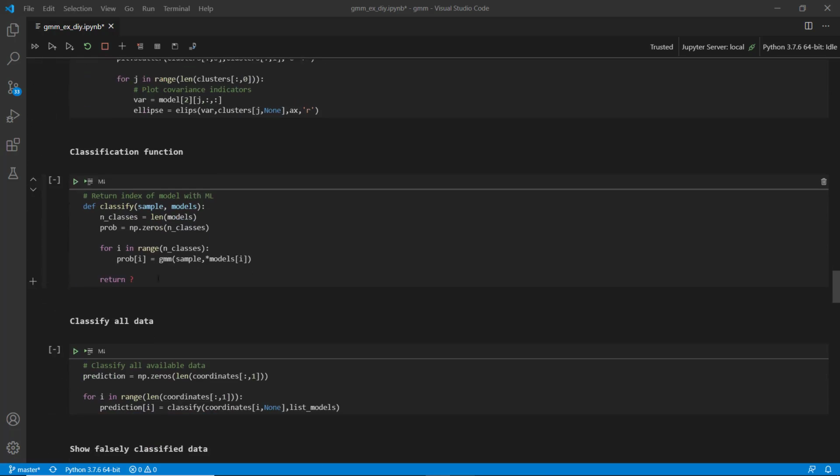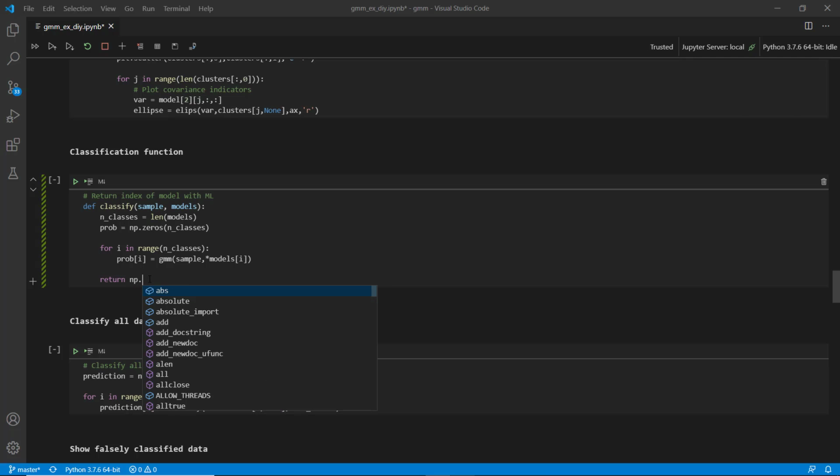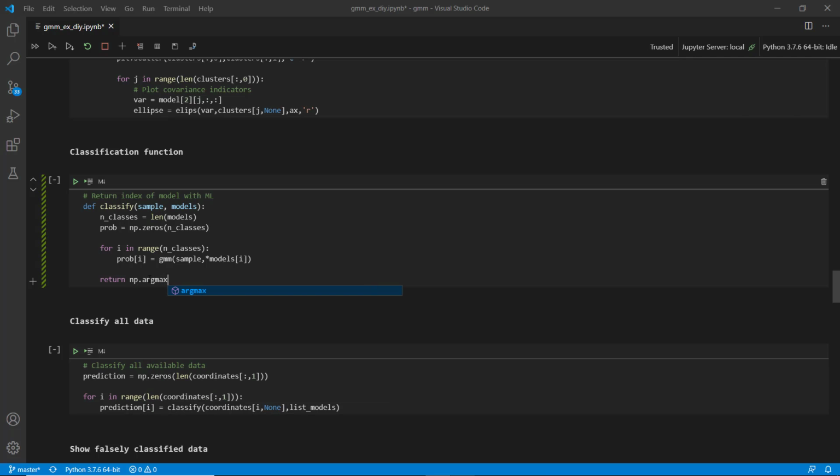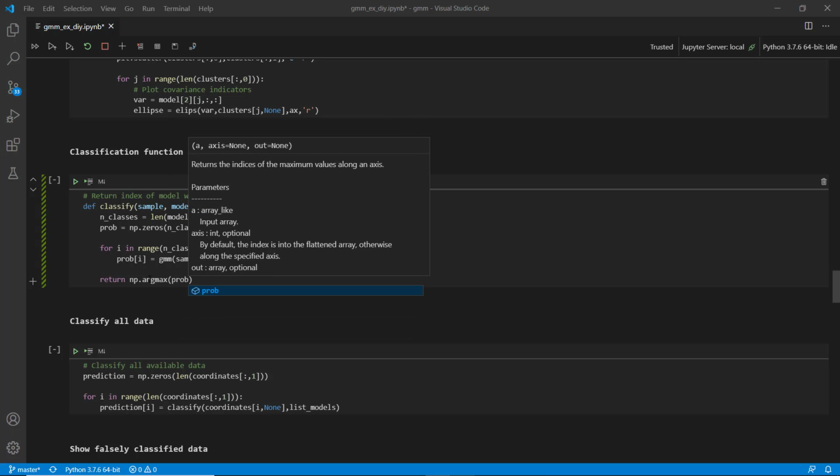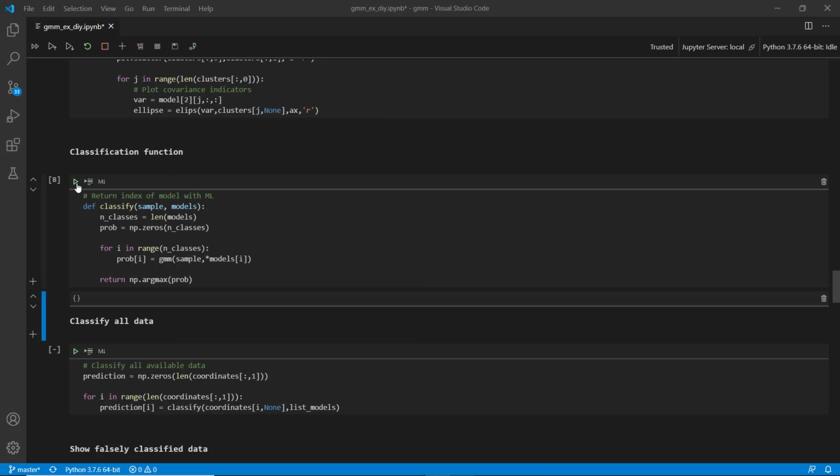So when we want to perform a classification, we have several Gaussian mixture models available. They're in a list, and we want to know in this list which GMM gives us the highest return value, which GMM has the maximum likelihood. So for filling in this question mark, it's basically the argmax of the probability vector that we create by calling on the GMM function in our loop here.